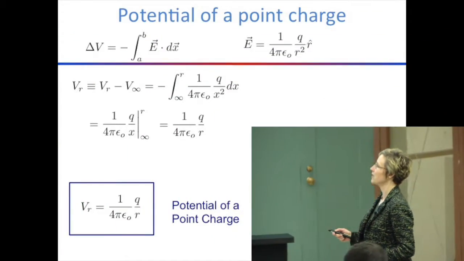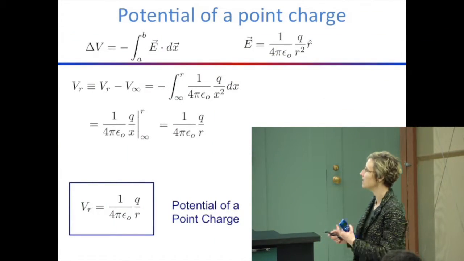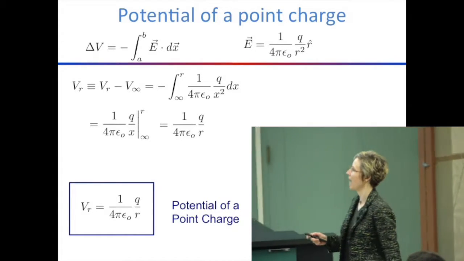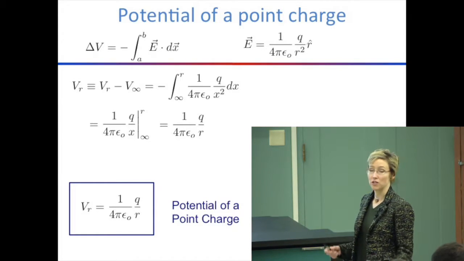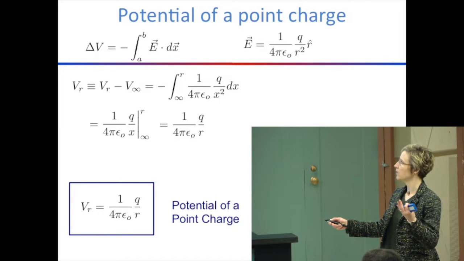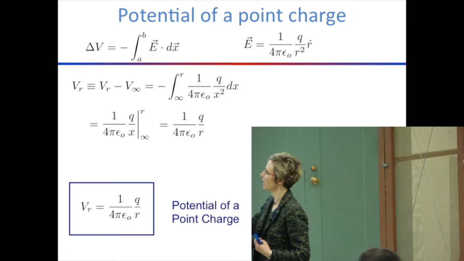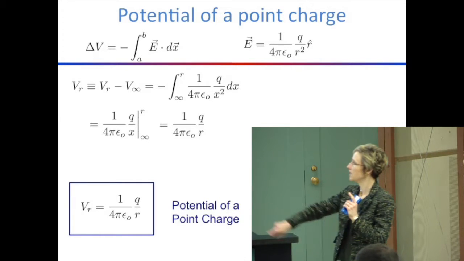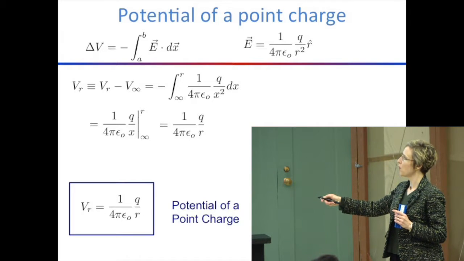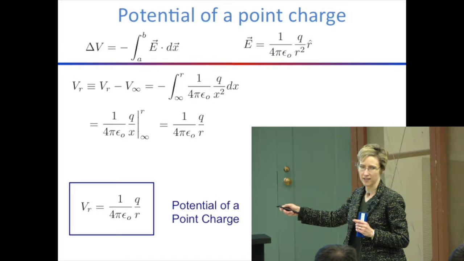All right. So the potential of a point charge. We're going to think of this definition again, that delta V is minus integral from a to b of E dot dx. And the electric field of a point charge is 1 over 4 pi epsilon naught q over r squared r hat. And now in the context of the point charge, the voltage at a particular spot is equal to itself minus the voltage at infinity, and the voltage at infinity we already said was going to be 0 for point charges. So this is minus integral from infinity to r of 1 over 4 pi epsilon naught q over x squared dx.